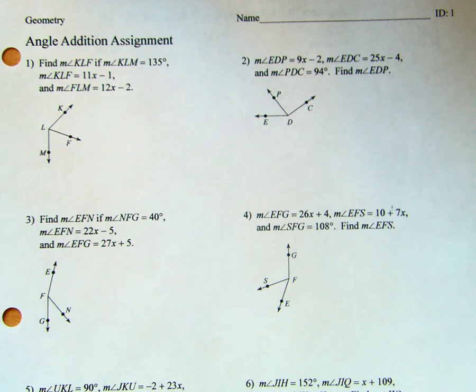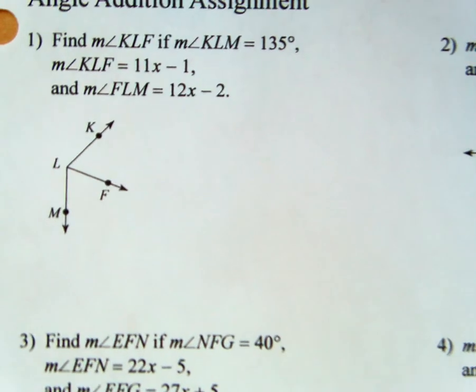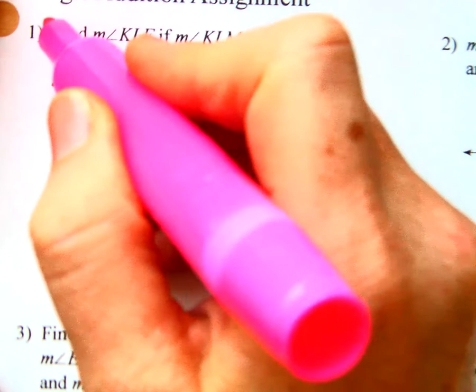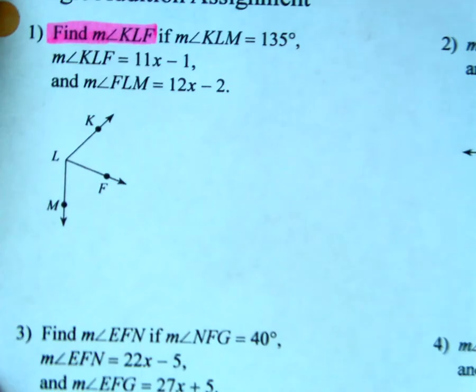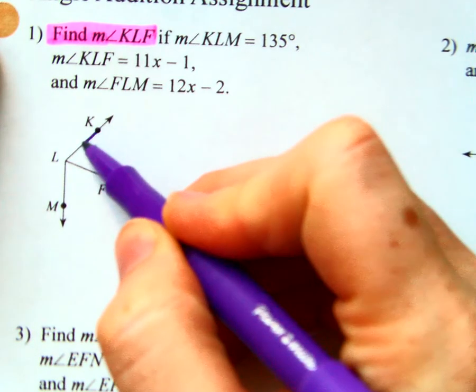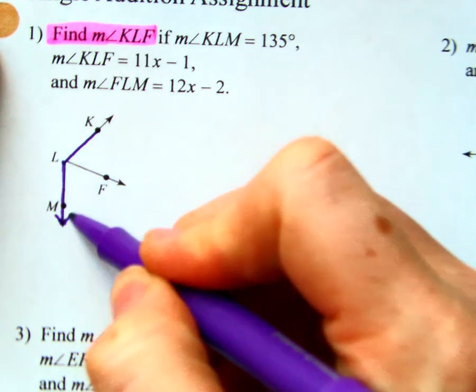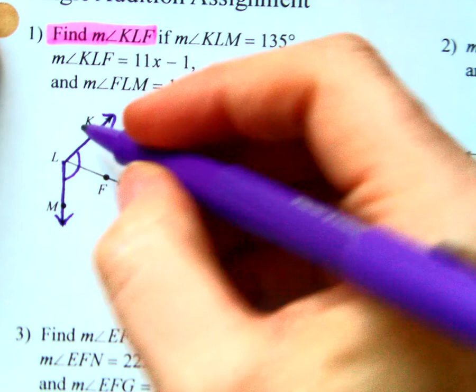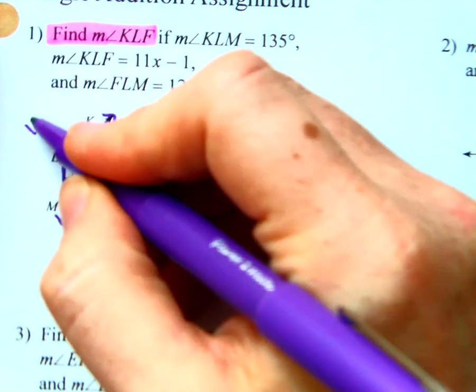Okay, so the first problem you see here says find the angle KLF, and I'm actually going to zoom in just a little bit more so that we can get a little more specific to the problem I'm working. It says find the angle KLF if you know the measure of KLM. Okay, so KLM is the entire angle, right? It's all of this. So KLM is 135 degrees.